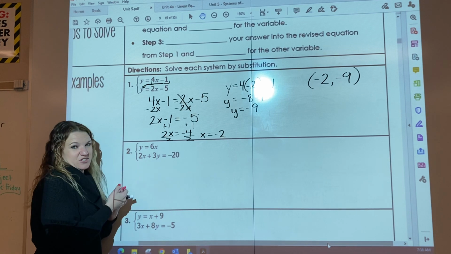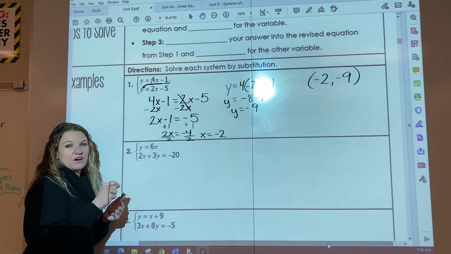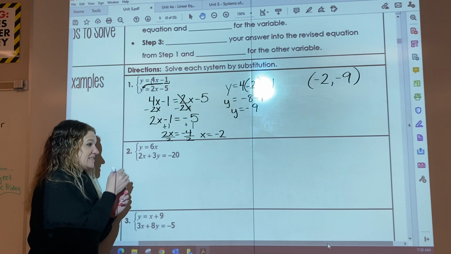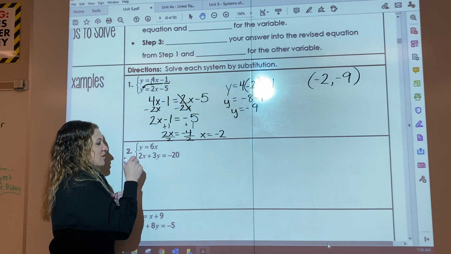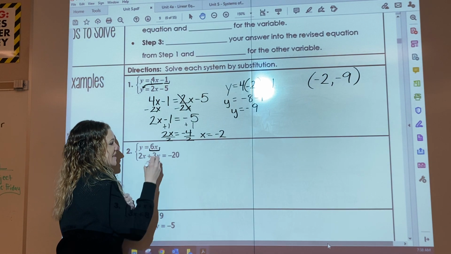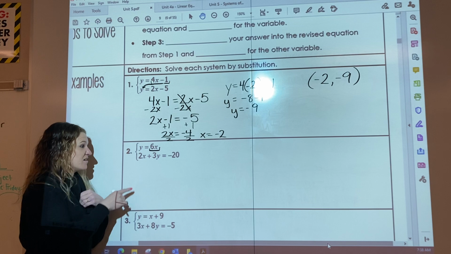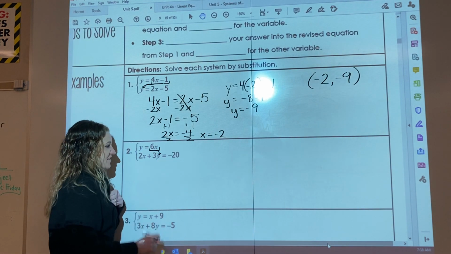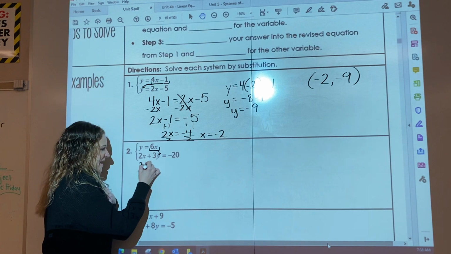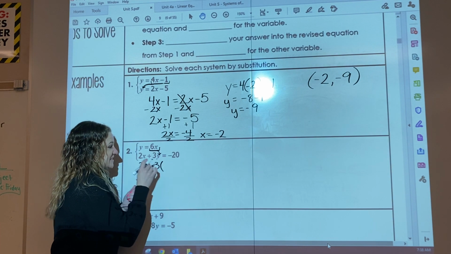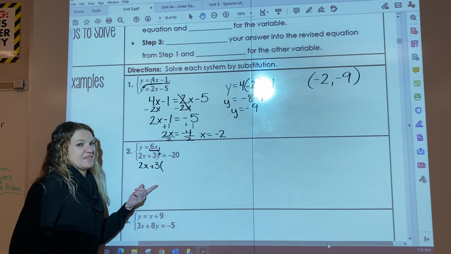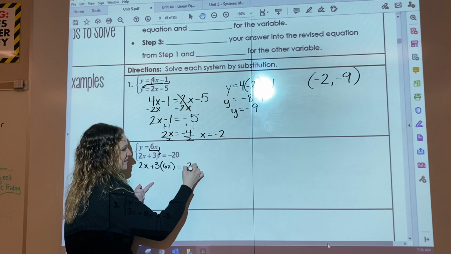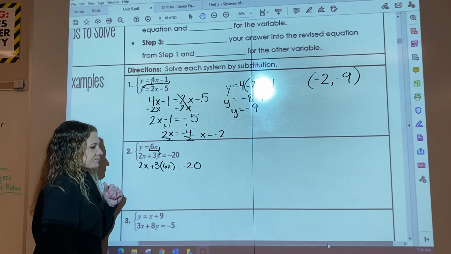So I noticed I have two equations here. One of them is solved for a variable, and that's this first one. See how the y is by itself? So I'm going to take whatever it equals, the 6x, and I'm going to substitute it in for y in the other equation. So I'm going to put this in for that y. So I have 2x plus 3 instead of my y. I'm going to substitute in that expression, which is 6x, and I'm going to continue here with this one.